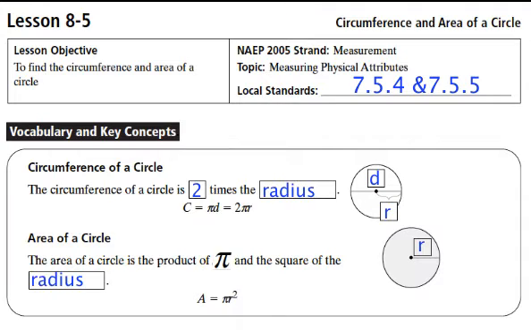For area of a circle, the area of a circle is the product of pi and the square of the radius. We're definitely going to want to be using a calculator on tonight's homework. I will tell you, we will not use the pi key on your calculator. We will always use 3.14 for pi. So pi will always equal 3.14. That way, if you're not using a scientific calculator, you can still get the correct answer.